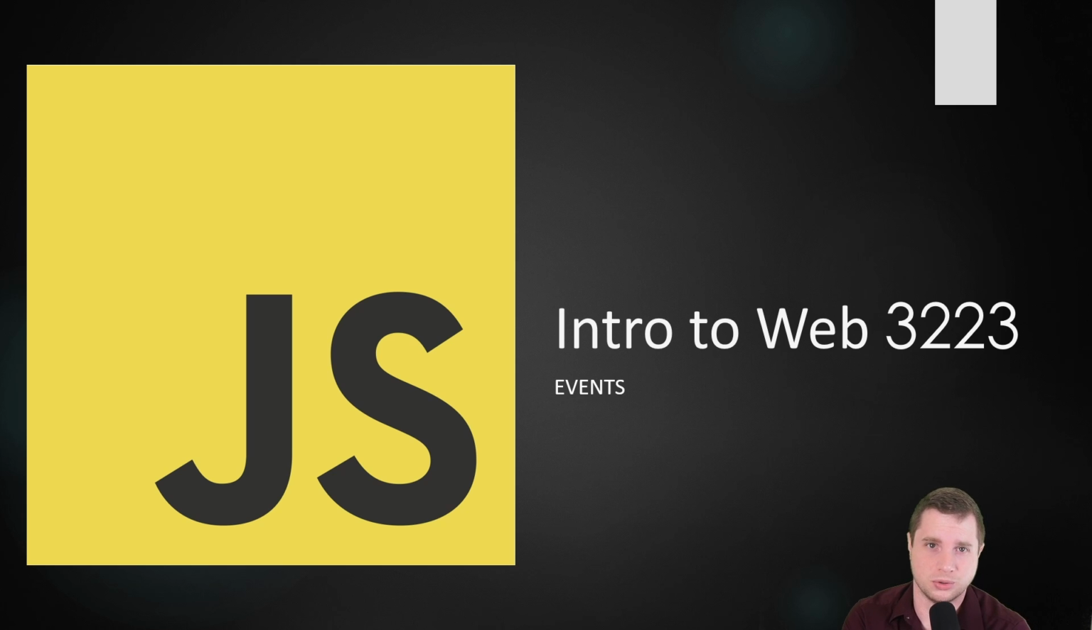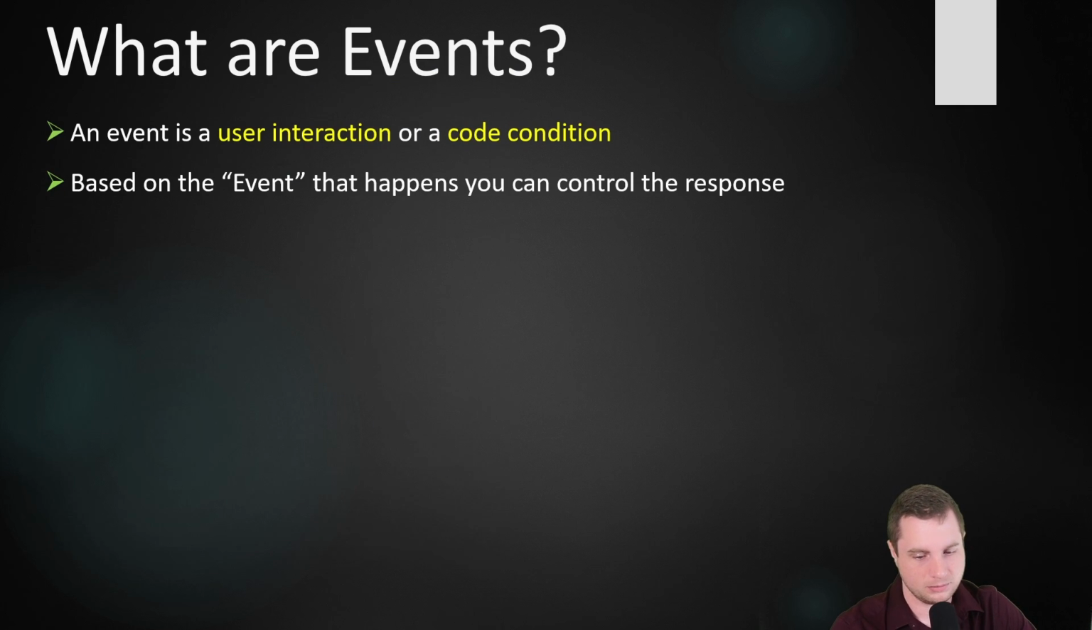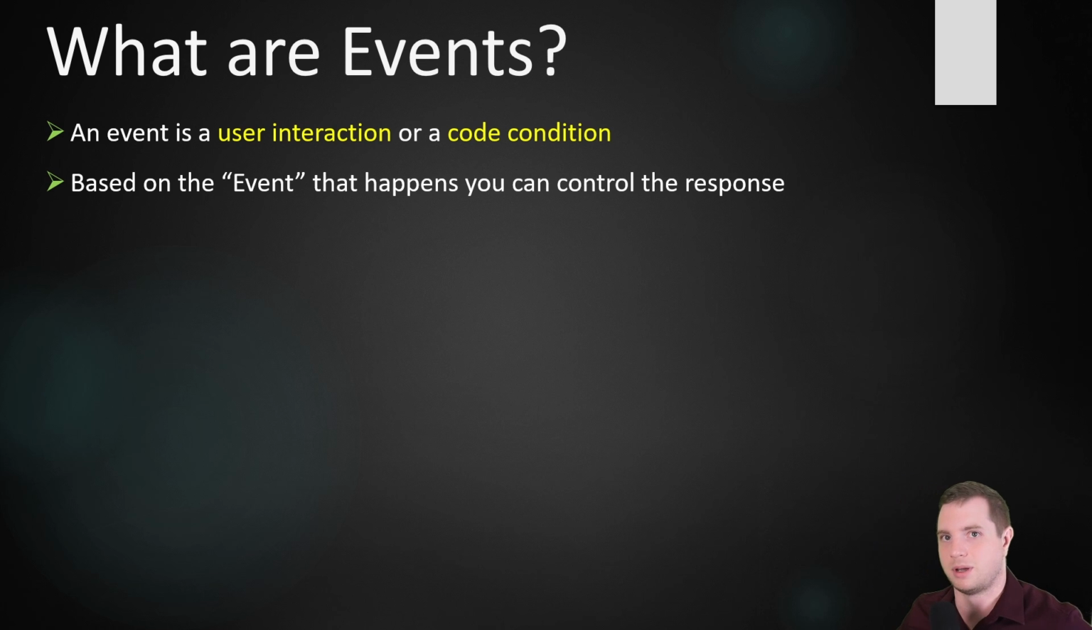It's going to be relatively short in terms of the concepts, but there are lots and lots of ways to use events to your advantage or disadvantage depending on how you do it. So let's start with really high level concepts and then work our way down to something a bit more precise. Okay, so first thing is what is an event? It's a user interaction or a code condition, so a state. Based on this event, do something with it.